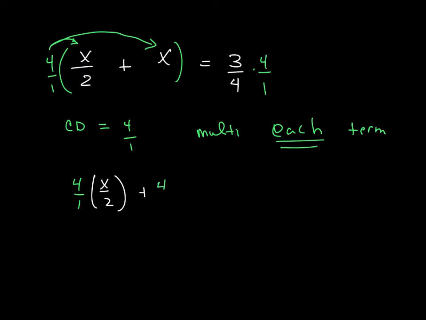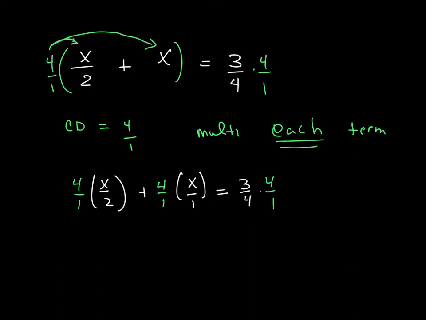plus 4 over 1 times x, and I can put that one over there. It's not necessary for this particular one because it doesn't have a fraction. And then finally 3/4 times that 4 over 1.